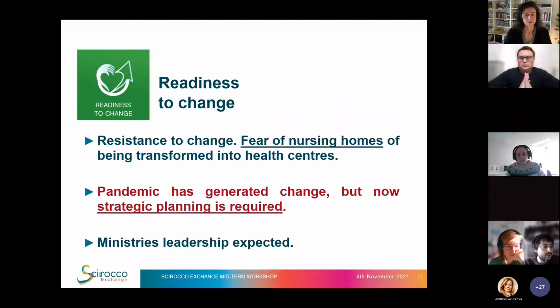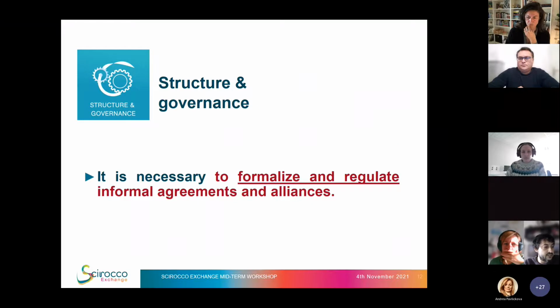So after the consensus session, it was time for the qualitative analysis of the discussion and the arguments given in the debate. And the main ideas that resulted from this analysis are, for example, that there's a resistance to change because of the fear of nursing homes of being transformed into health centers. That the pandemic has brought some changes, but strategic planning is required. And they also expected some leadership from the ministry level. In structure and governance, they said that it's necessary to formalize and regulate informal agreements and alliances.